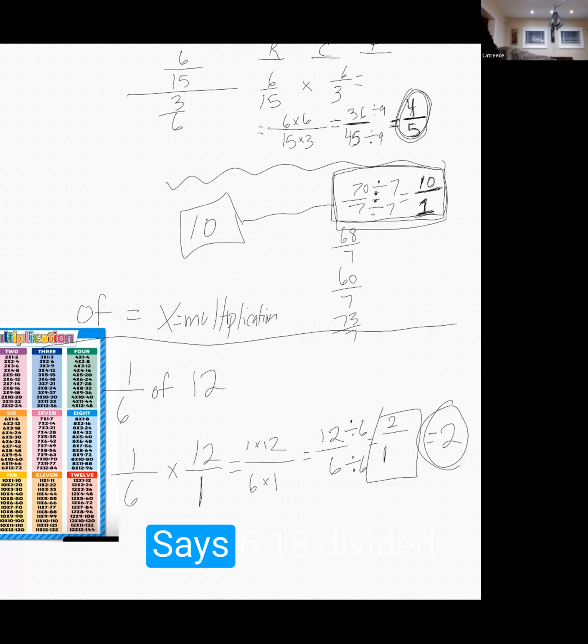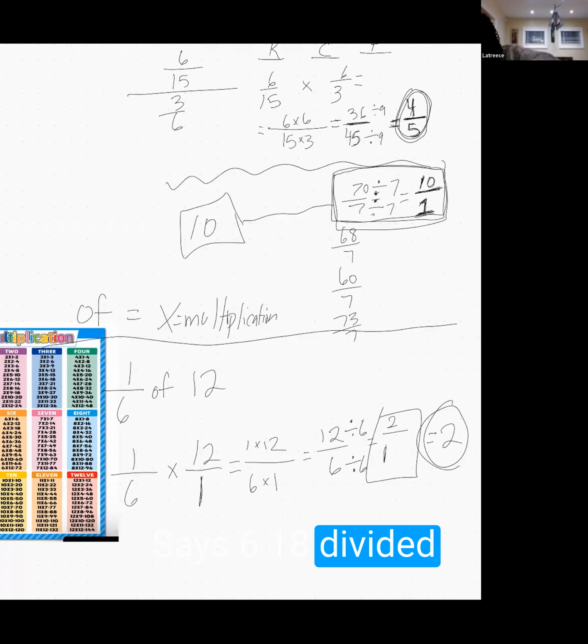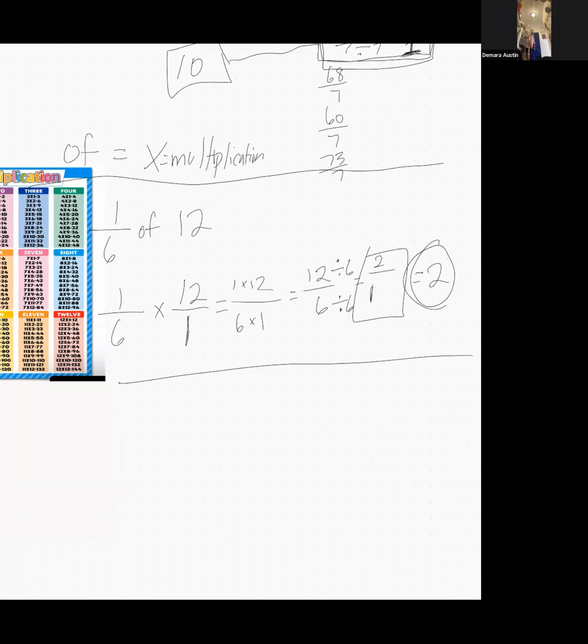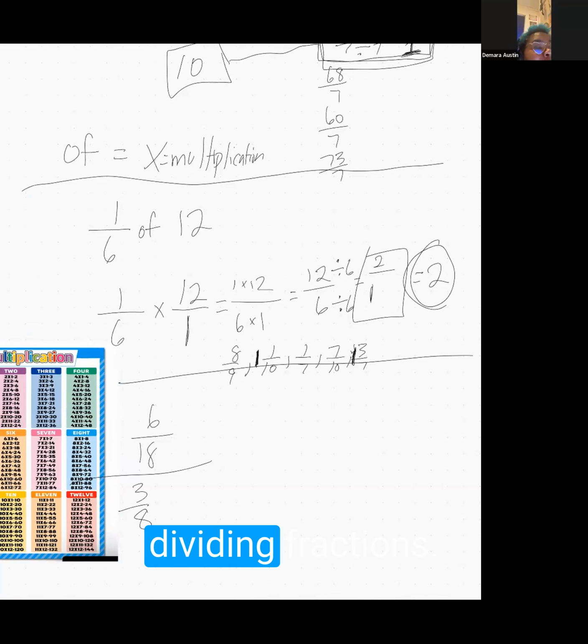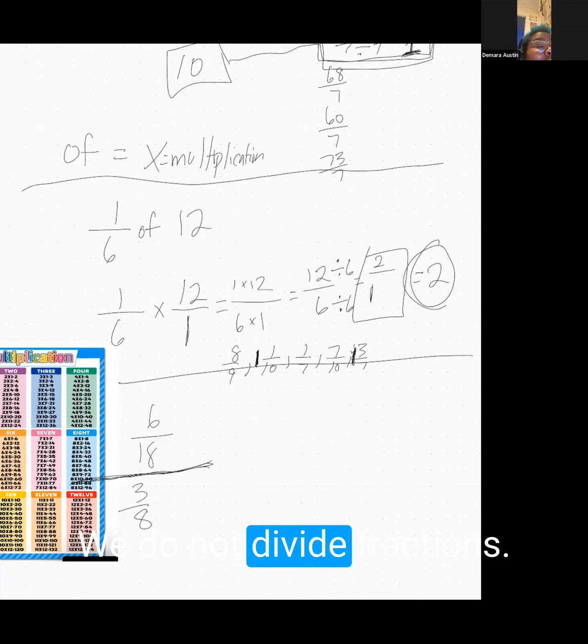Another question says 6 over 18 divided by 3 over 8. All right. What's the trick for that? You are dividing fractions. We do not divide fractions.